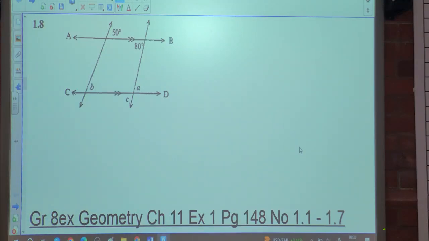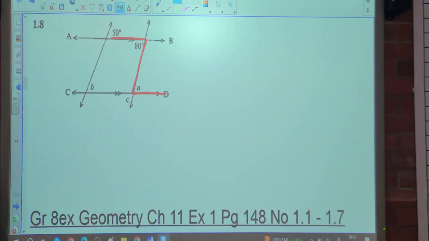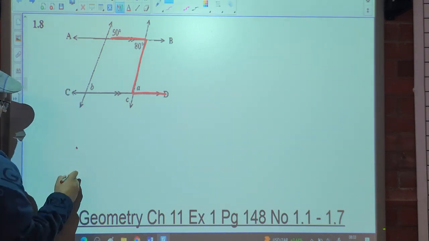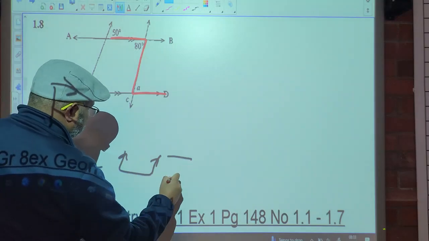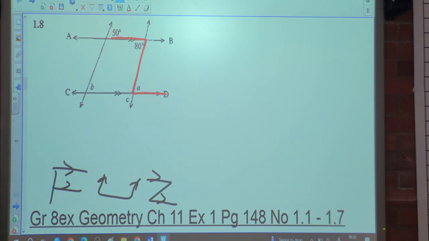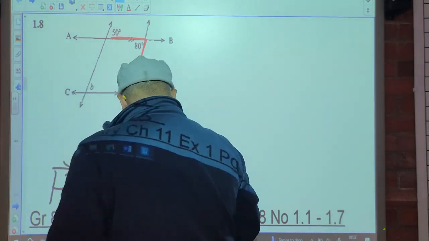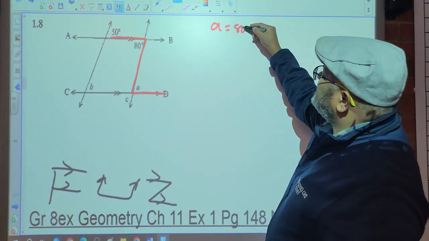Sorry? Alternate angles. Yes. Can you see that, people? There's a Z. Remember, if we see parallel lines, what should come to mind? Our F angles. Okay. So let's go. So we got alternate angles. So we say A is equal to 80 degrees.